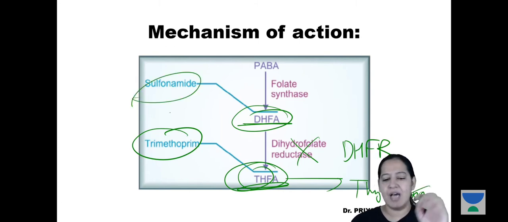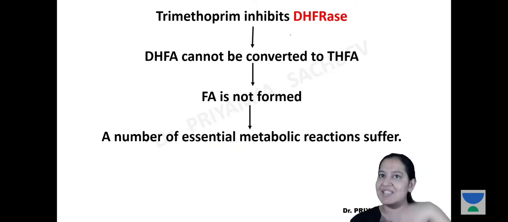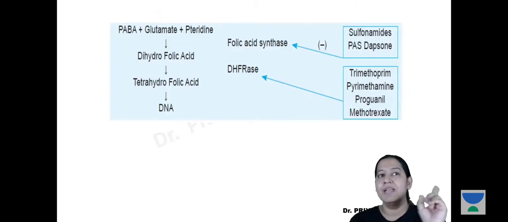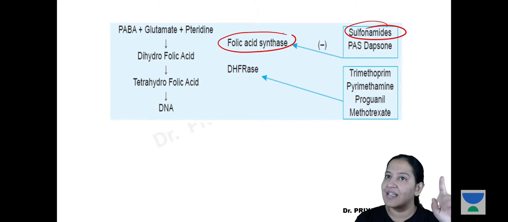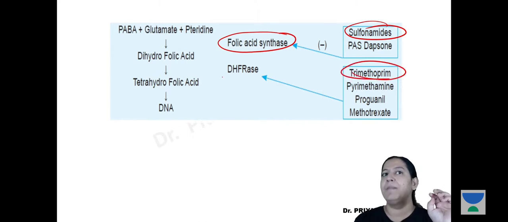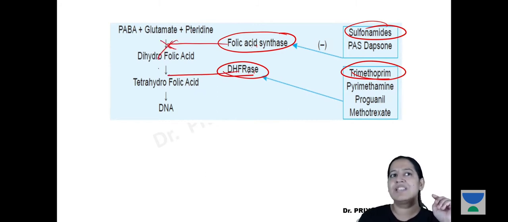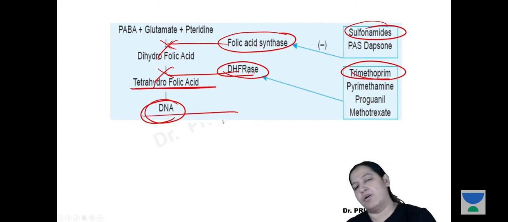So these are the two antimicrobials which are inhibiting two sequential steps in the formation of THFA. The enzyme is different. Sulfonamide is inhibiting folate synthetase, and trimethoprim is inhibiting dihydrofolate reductase. So the name of the enzyme is different. Ultimately, this step is inhibited or this step is inhibited, folic acid is not formed and DNA is not formed because thymidine is not formed. Give me a thumbs up.